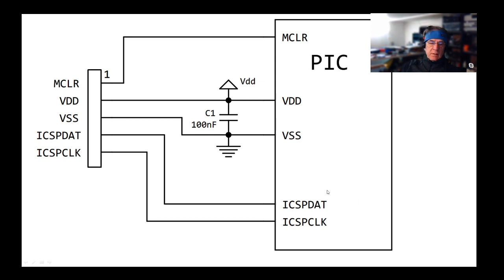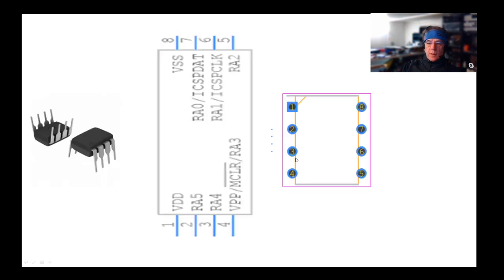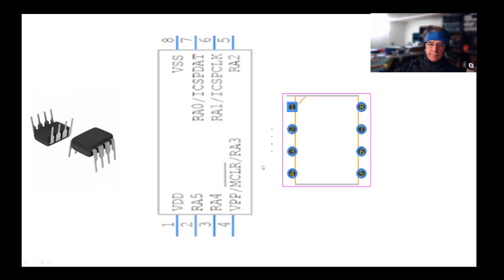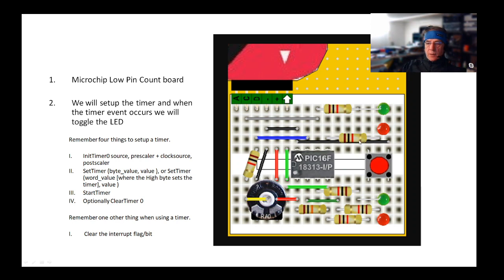Right, next. We have a PIC connected to a PICkit 2. It's a PIC16F18313. It looks like this. Okay, what are we going to be doing today?